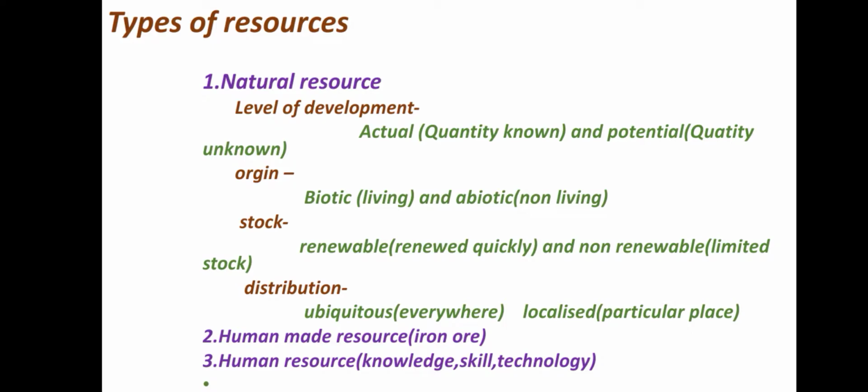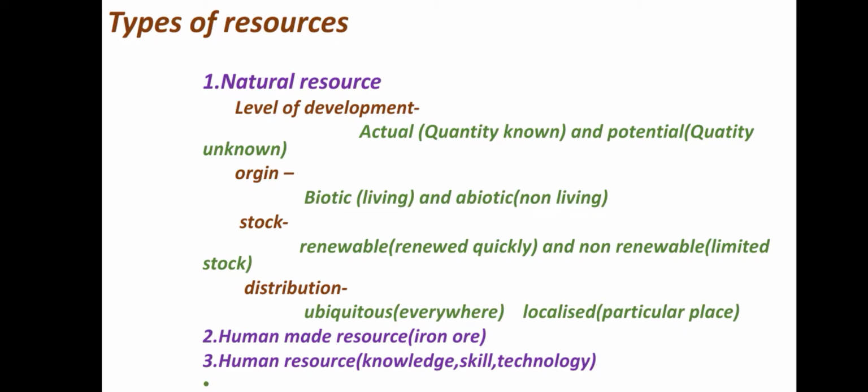Again, the natural resource is divided into four: level of development, origin, stock, distribution. Level of development. What does level of development mean? Again, it is divided into actual resource and potential resource. What does actual resource mean? Quantity is known. If you know the quantity, for example, if petrol is there, you know the quantity. How many liters of petrol is there? 2 liters, 3 liters, 1000 liters. You know the quantity. So it is called an actual resource.